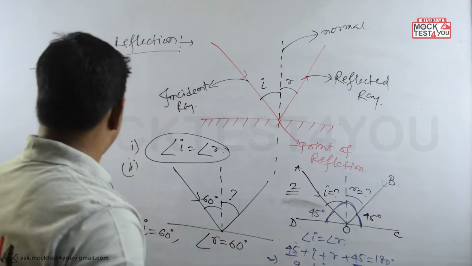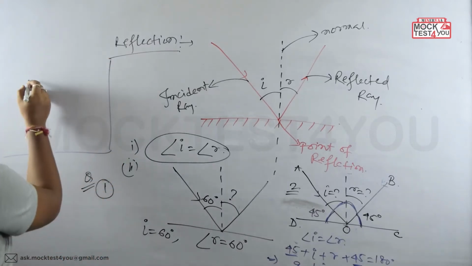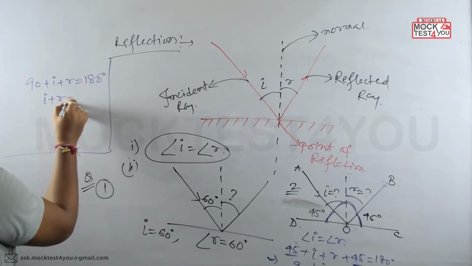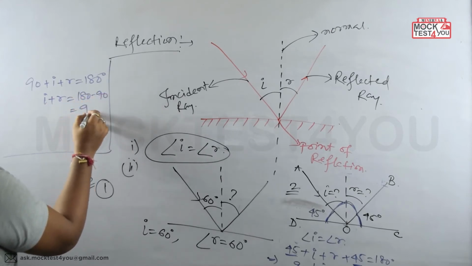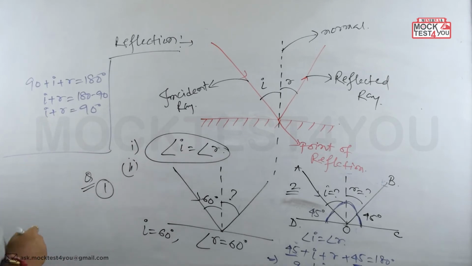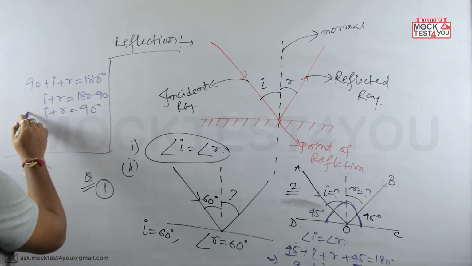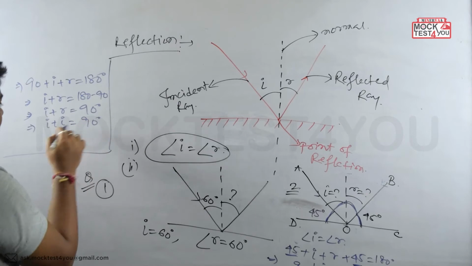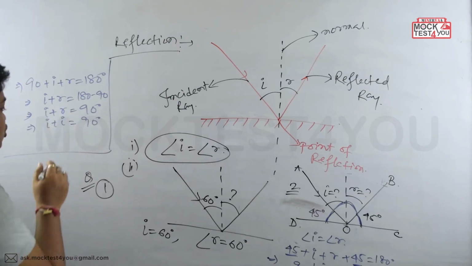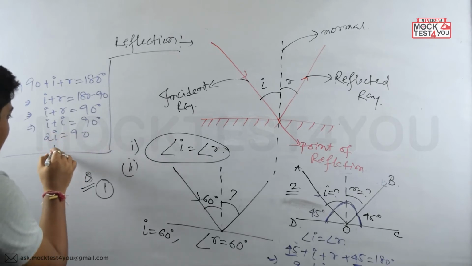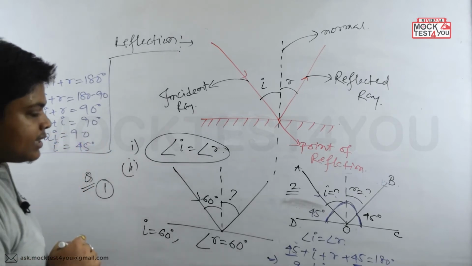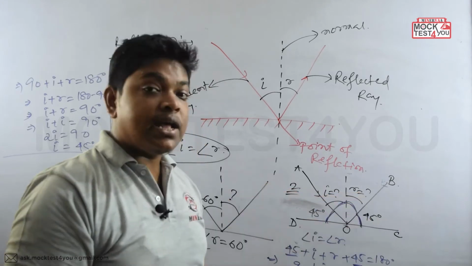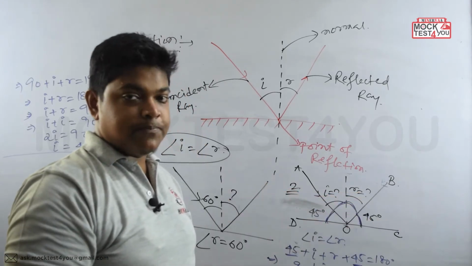So now let's proceed with that portion. 90 plus I plus R equals 180 degrees. Then I plus R equals 180 minus 90, so it is equal to 90 degrees, right? We know that the incident angle and the reflected angle are both the same. So I can write I plus I is 90 degrees. In the place of the reflected angle, we are using I. So twice I equals 90, and I has a value of 45 degrees. That means if the incident angle is 45 degrees, then obviously the reflected angle will also be 45 degrees, right?